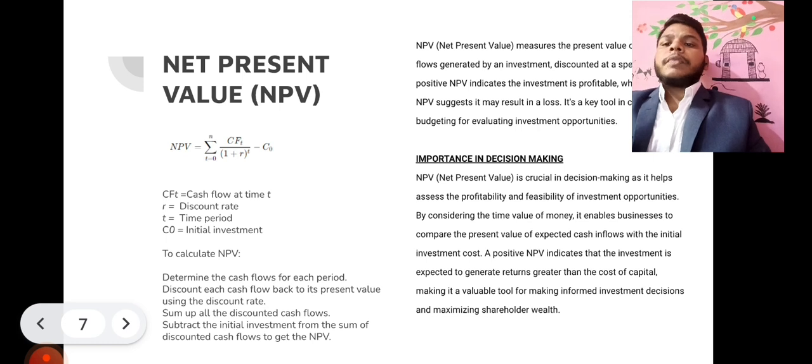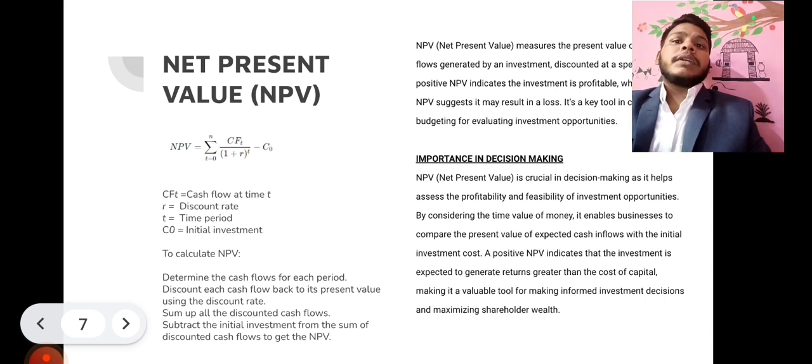Now we can see net present value. Net present value measures the present value of future cash flows generated by the investment, discounted at a specific rate. A positive NPV indicates the investment is profitable, while a negative NPV suggests it may result in a loss. It's a key tool in capital budgeting for evaluating investment opportunities.